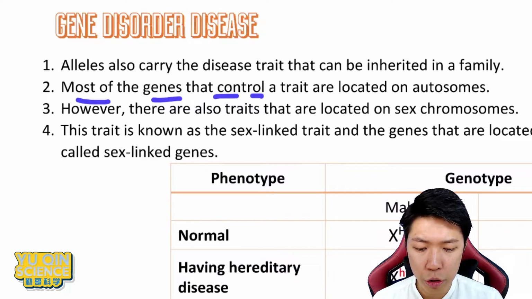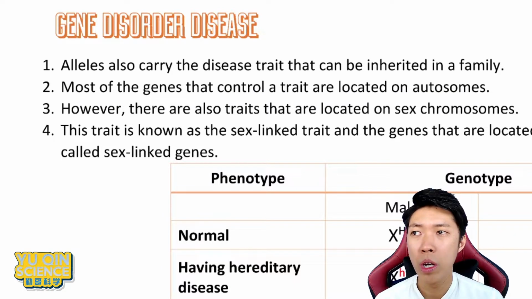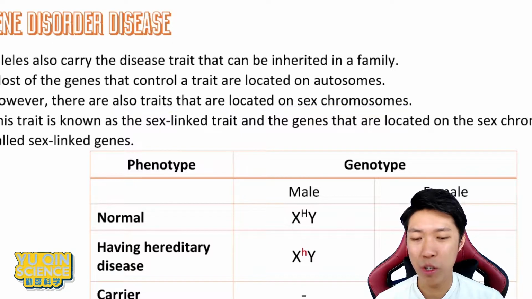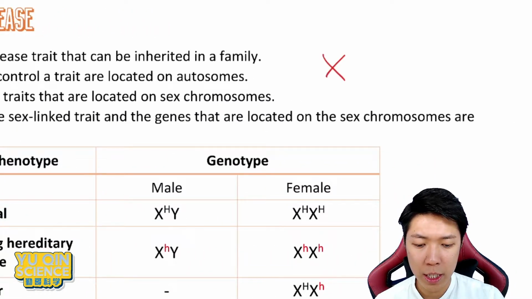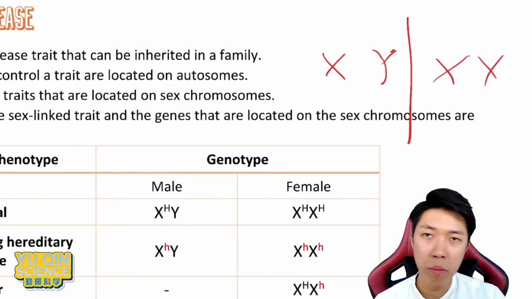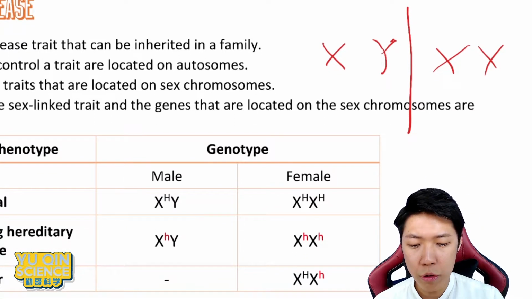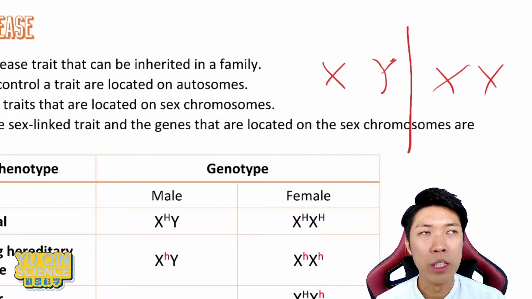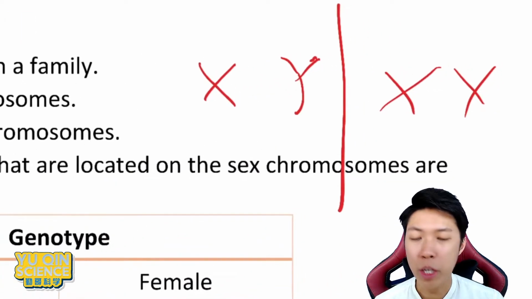However, genes that control traits are mostly located in autosomes. So we have 44 autosomes. Usually diseases come from there. But sometimes there are also traits located at the sex chromosomes, that means the X and Y for male, or X and X for female. Usually they don't carry as many diseases, because most of them come from autosomes, which is the 44 of them.